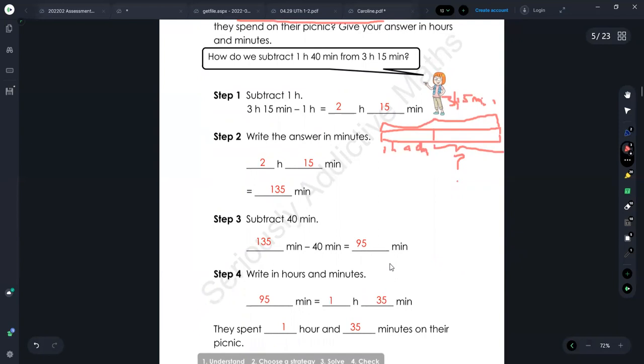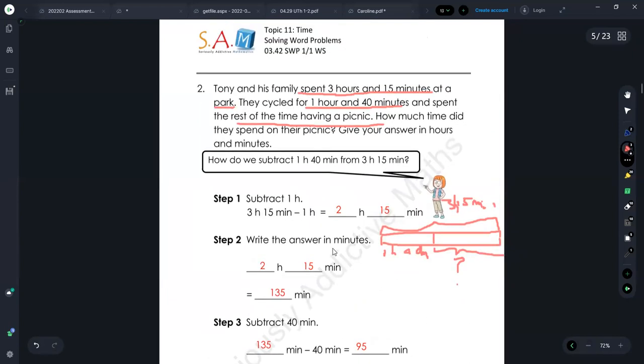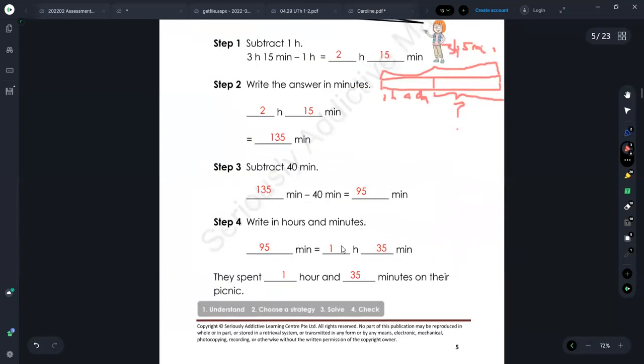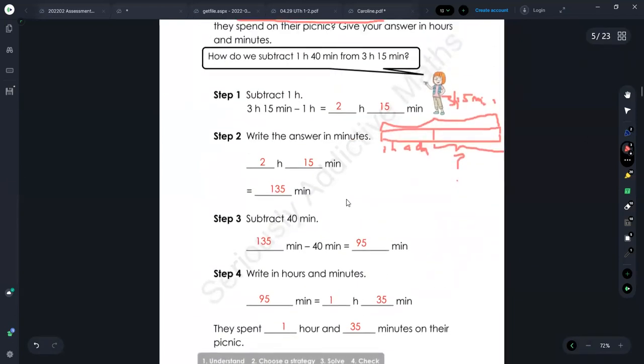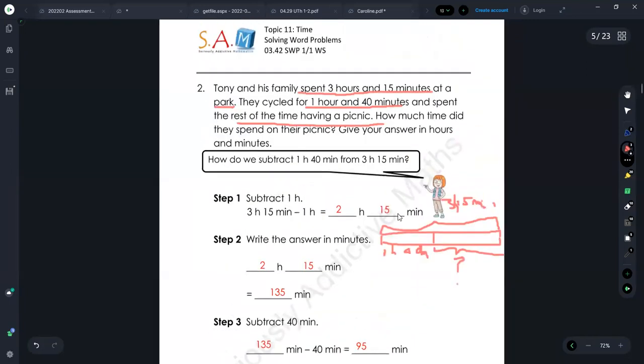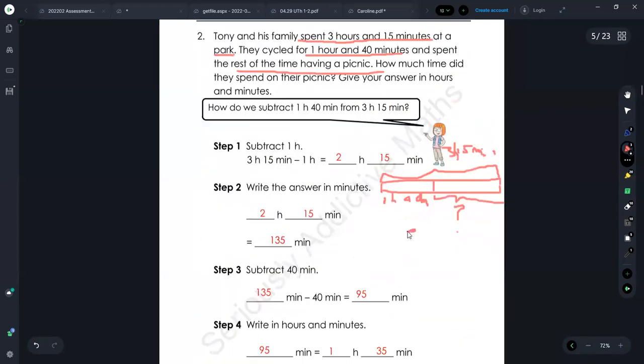You show them that there are two ways. But here, what it does here is, let me see, it says write the answer in minutes first. So they subtract by the hour, then they subtract by the minutes. So different ways of doing it. I'm not sure whether we want to follow this method, because you want to teach them a consistent method. So one way is to convert 3 hours 15 minutes into minutes first, and then convert 1 hour 40 minutes into minutes. Then you minus minutes by minutes and convert back to hours and minutes. The other way would be regrouping. So this one is the regrouping way.